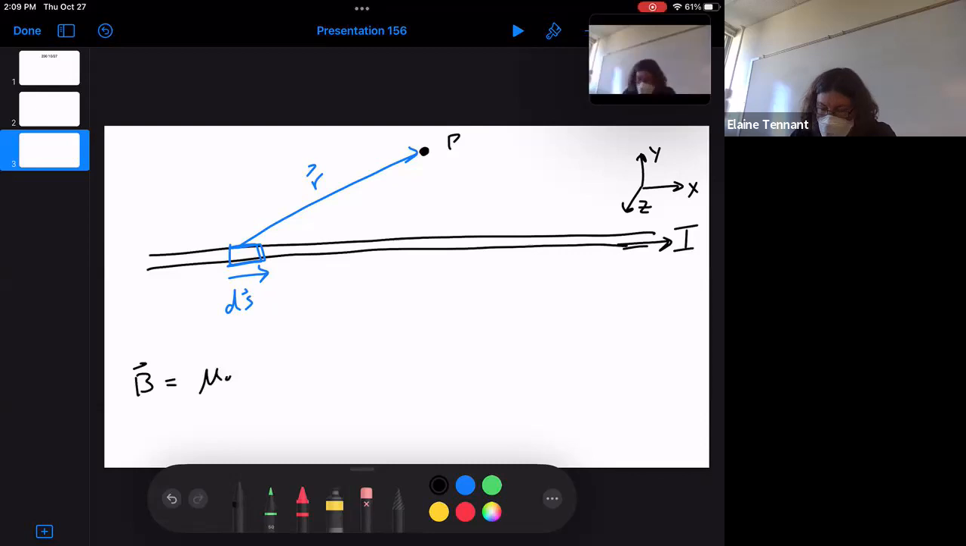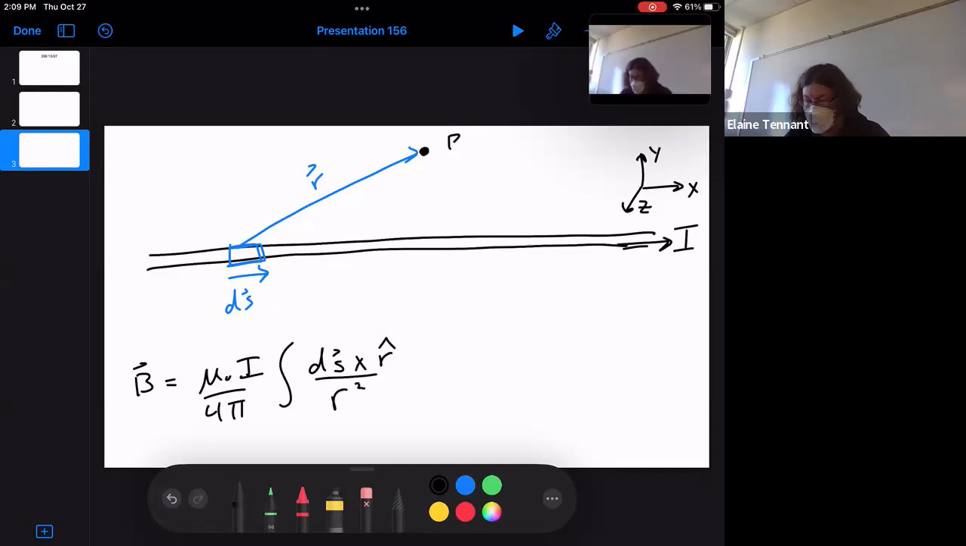Okay, so mu naught I over 4 pi integral ds cross r hat over r squared. And we're integrating over this entire wire. So let's see what we can do here. One thing we could do is calculate this cross product, ds cross r hat, because it'll be the magnitude of ds, the magnitude of r hat, and the sine of the angle between them.